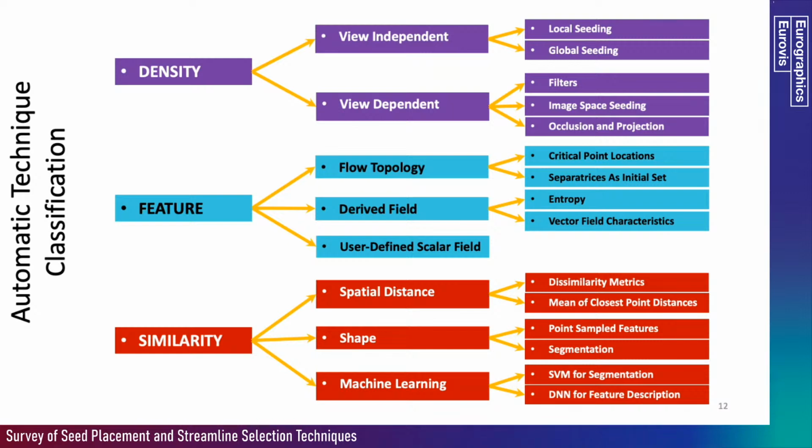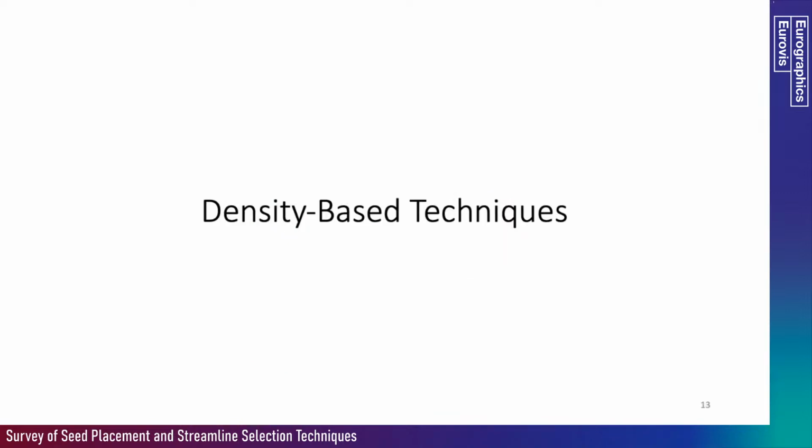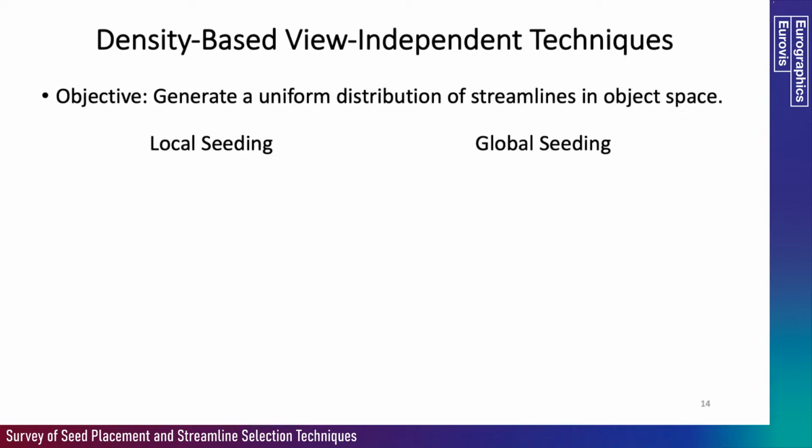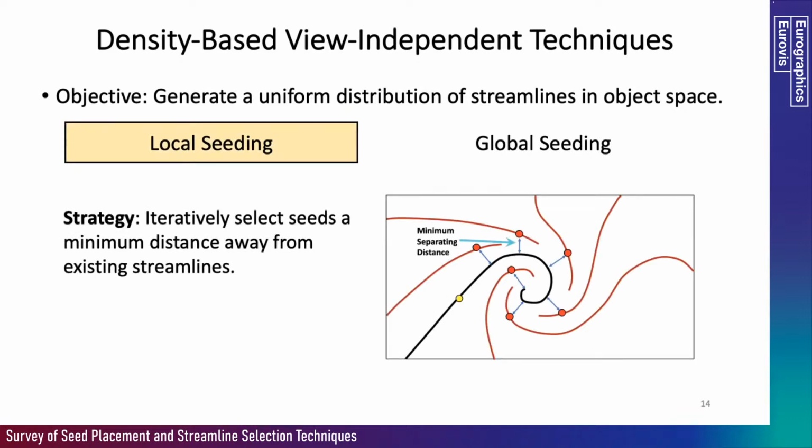We'll start by looking at the subclasses of density-based techniques. The first subclass is view-independent techniques. The objective of these techniques is to generate a uniform distribution of streamlines in object space. To achieve this, there are two classes of strategies, local seeding and global seeding. We'll start with local seeding. These algorithms iteratively select a seed that is a minimum separating distance away from existing streamlines, and all candidate seeds are stored in a queue.